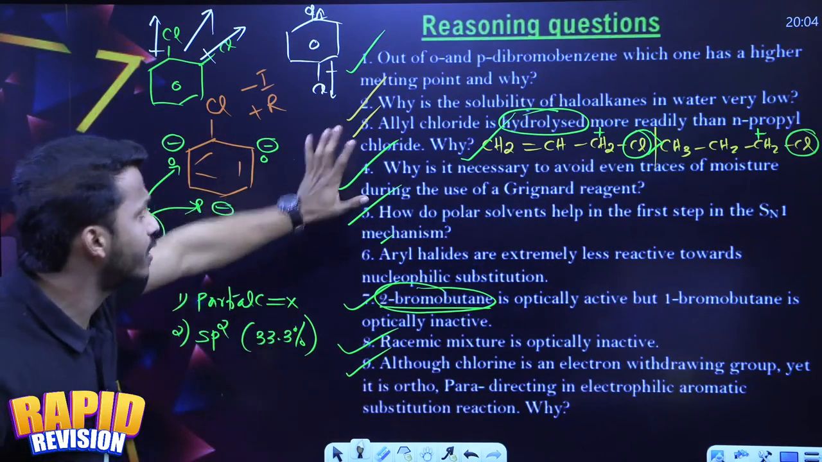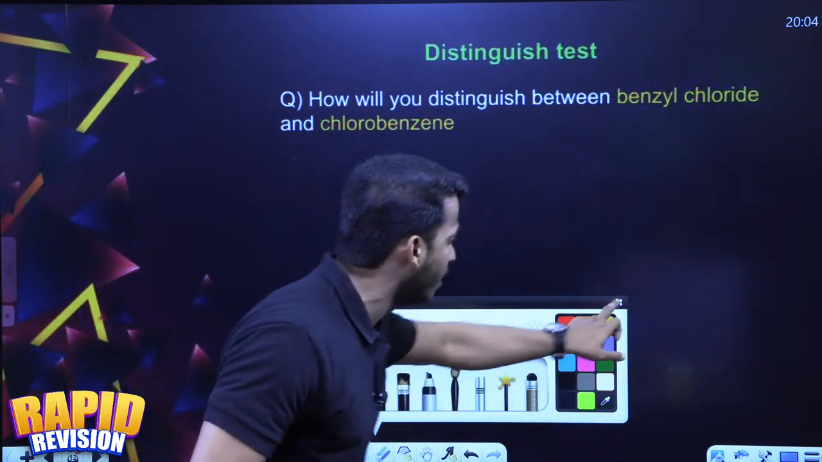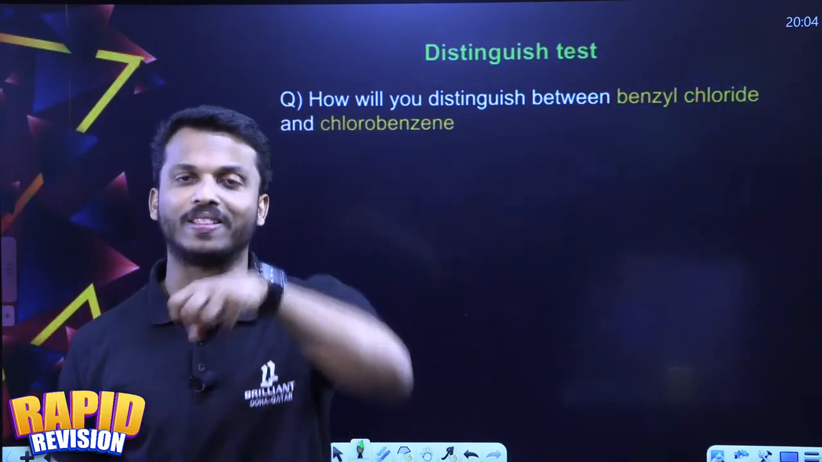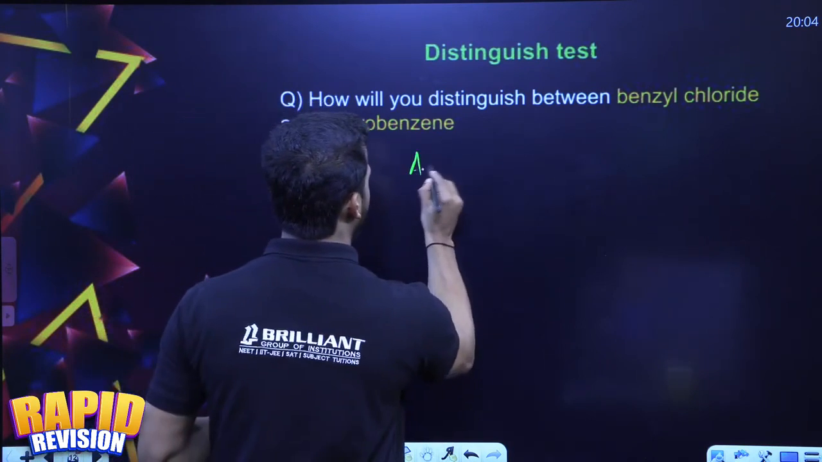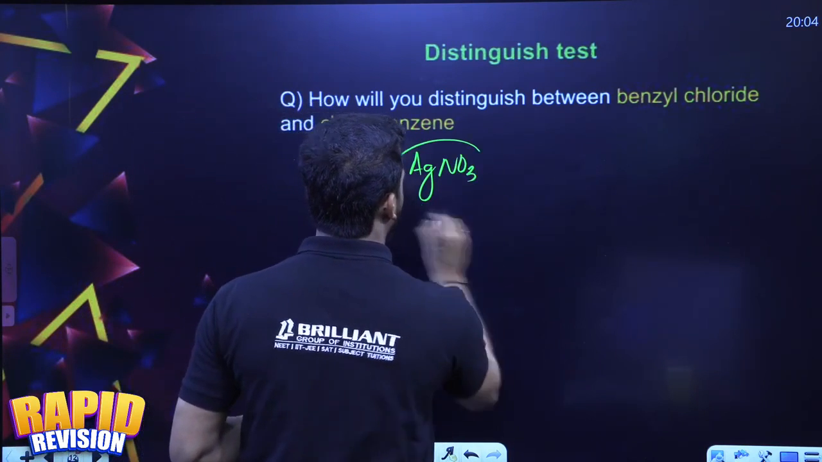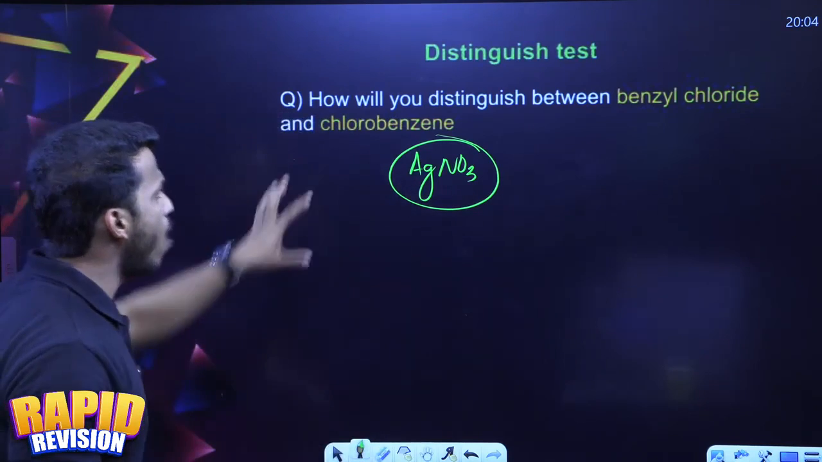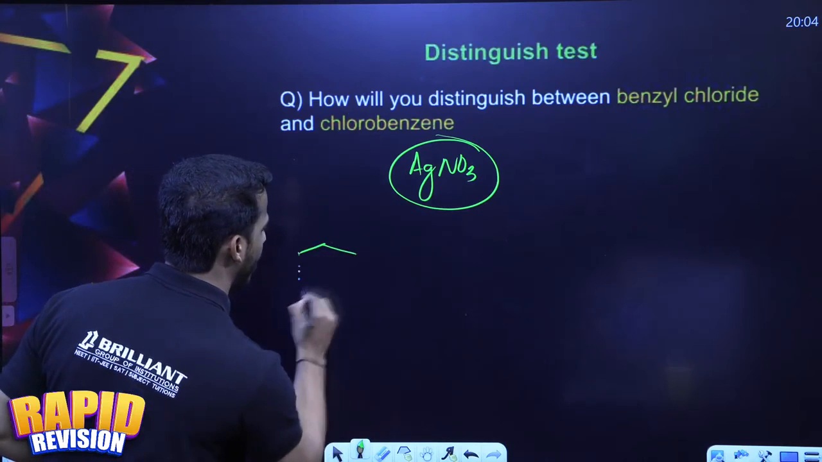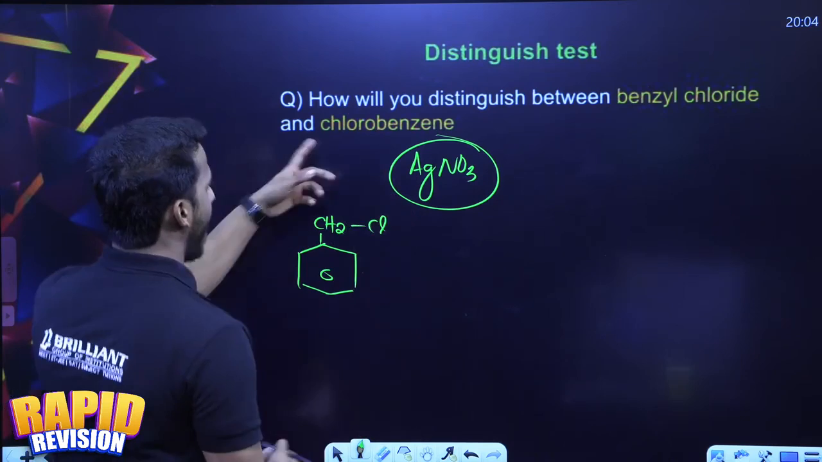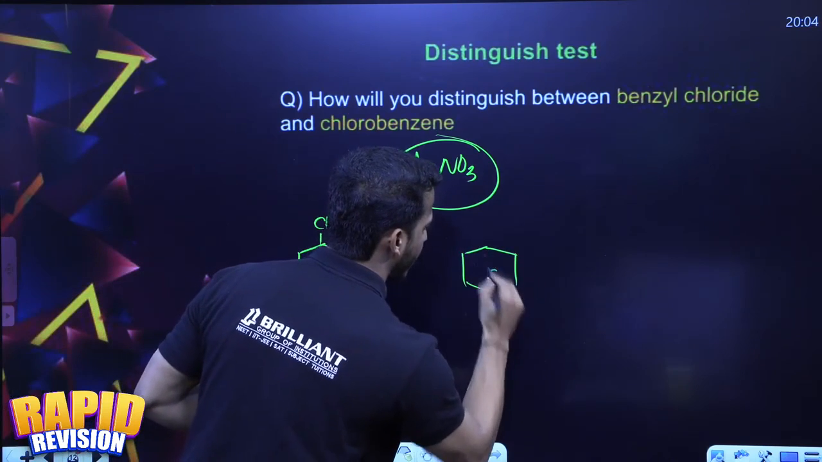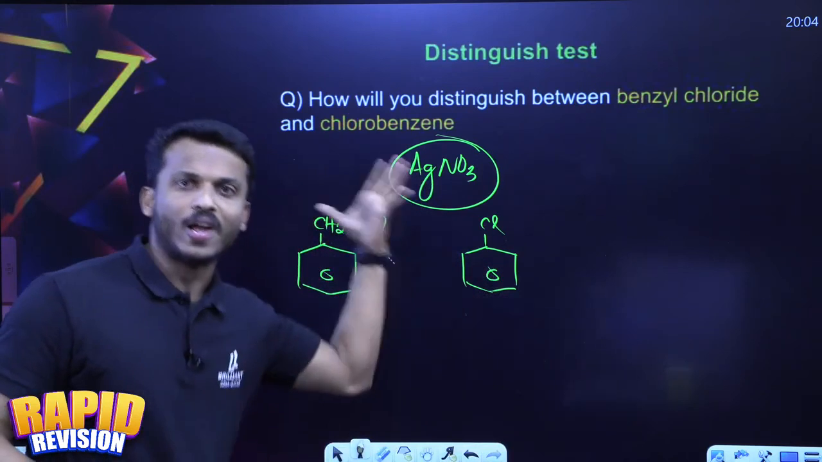Next we are going to discuss the distinguishing test, dear all. What is the main distinguishing test that we can observe in this chapter? Dear all, the silver nitrate test. Remember all of you, the AgNO3 test. Here is a question: how will you distinguish between benzyl chloride and chlorobenzene? What is benzyl chloride? Benzene with CH2Cl. And the next one is chlorobenzene, that is benzene with Cl.